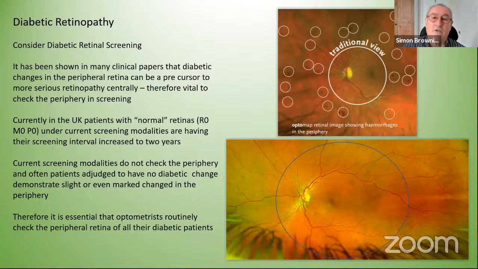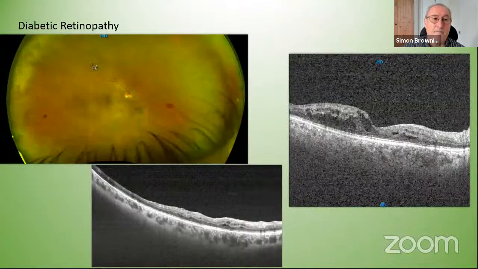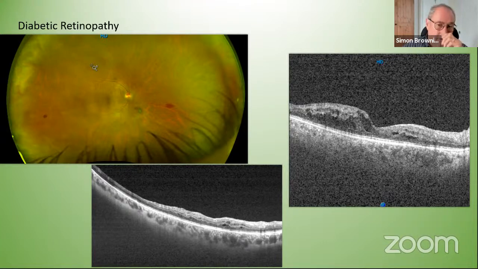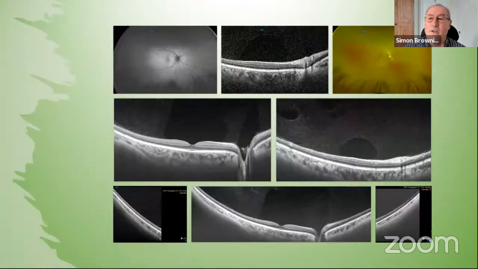So it's so important with all our diabetic patients that we are looking at that periphery. And again, with ultra-wide field imaging, OCT imaging, we can see what the influences are of that diabetic retinopathy in the periphery. So we should be ultra-wide field examining all diabetic patients, and we should be referring them back to their diabetic clinics or their diabetic nurses if we're seeing changes in the periphery.